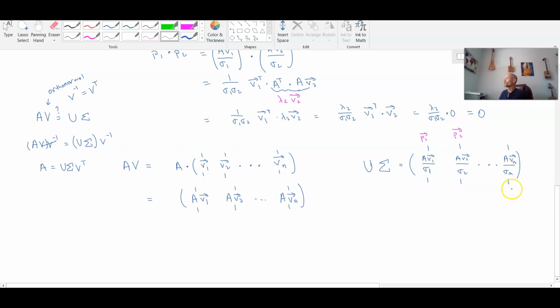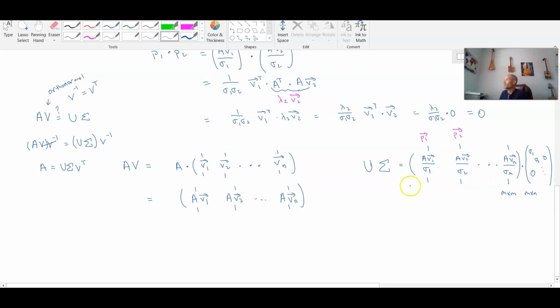And now this is going to multiply the sigma matrix. I'm going to try to compact it in here. This is going to be sigma 1, sigma 2, all the way down to, well, let's see, U is an M by M matrix. This one is an M by N matrix. And then we have zeros everywhere else.